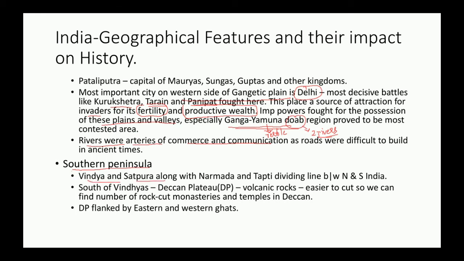We all know the Vindhyas and Satpuras along with the Narmada and Tapati formed a dividing line between northern and southern India. To the south of India, we have the Deccan Plateau, full of volcanic rocks. These are very easy to cut, so we can find a number of rock cut monasteries and temples in the Deccan. These kinds of rocks are absent in northern India, so we hardly find any rock cut monasteries there. The Deccan Plateau is flanked by the eastern and western Ghats.